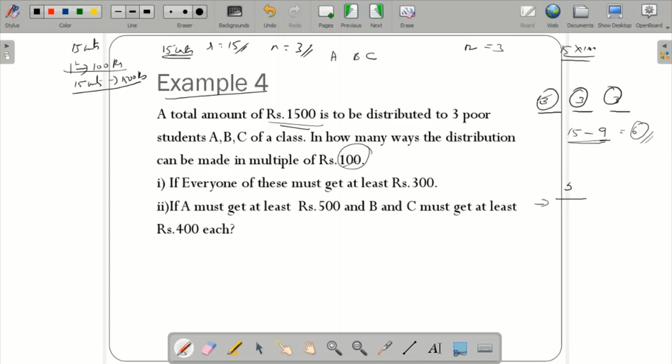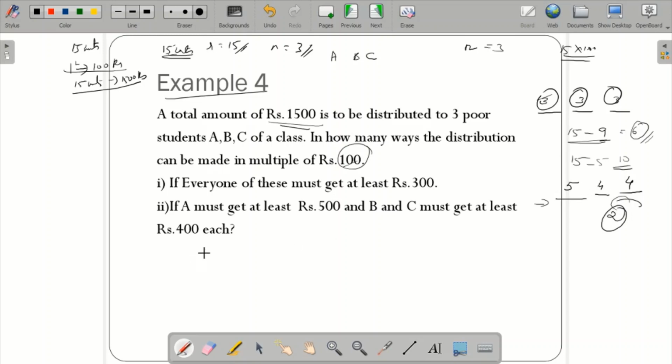A should have a minimum of 5 units, and B and C must get at least 4 and 4 units. So out of 15, minus 5, 10 remains. From that 10 you have to subtract 8, so that leaves 2. That 2 again should be distributed among them. The minimum he has given. So this is how we are going to solve the problem.